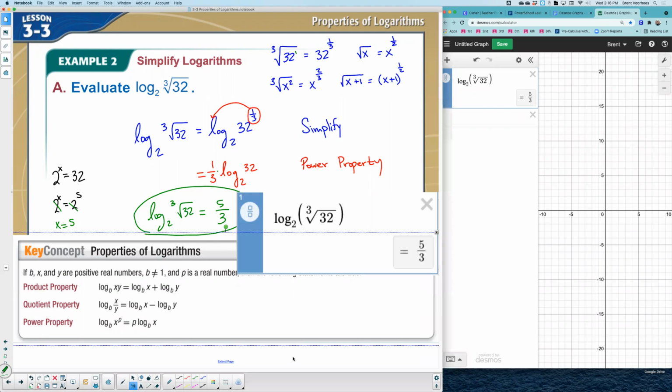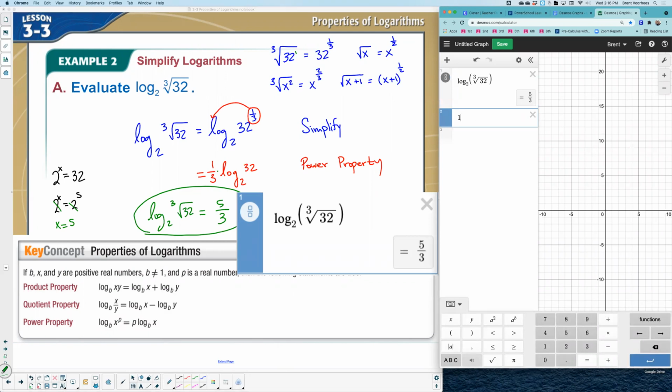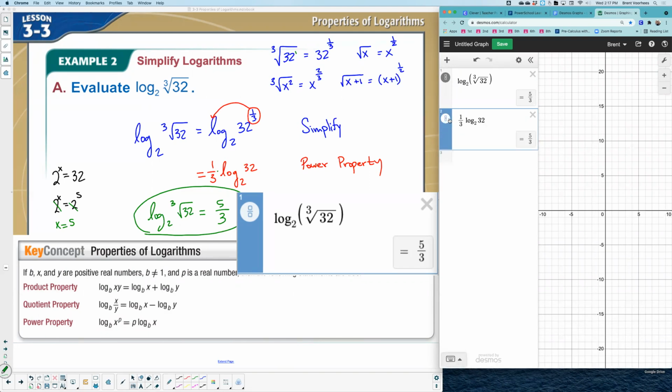All right. Let's try another. That's how you type that in the calculator. Or you could type it in also. I should have put that 1 divided by 3 of log base 2 of 32. And you would see that's the same solution right there. So we did do it correctly.